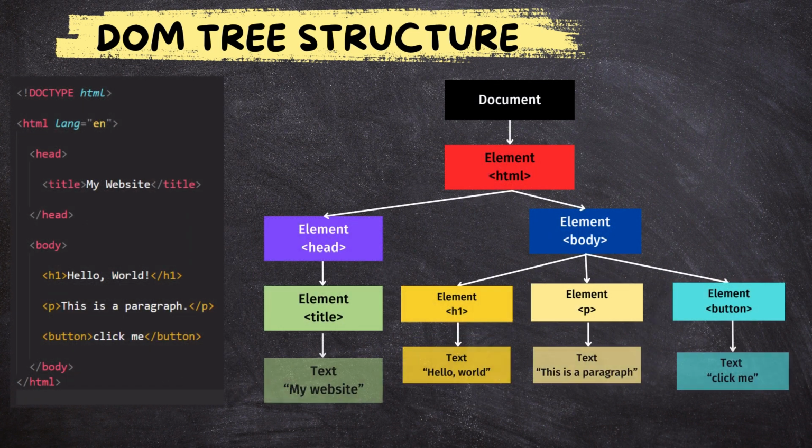For example, this HTML code can be represented by the HTML DOM tree. As you can see, each HTML element is a node in the tree, and each node has a tag name such as HTML, head, title, and so on. Some nodes also have attributes such as src and alt for the image element, and some nodes also have text content such as my web page and hello world.